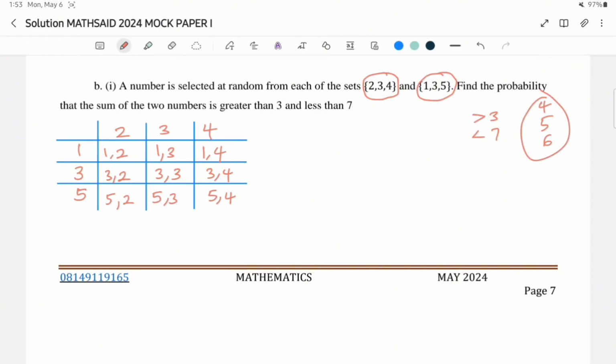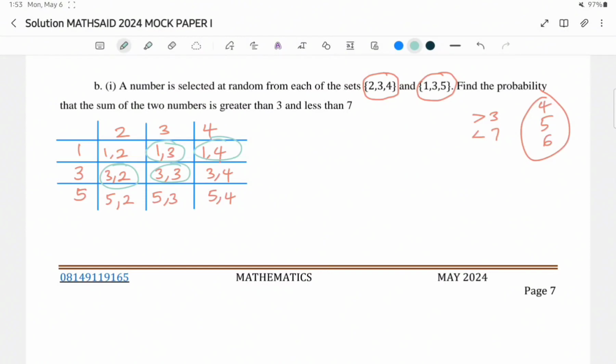So which of these pairs sum up to 4, 5, or 6? So let's find out. 1 and 2 will sum up to 3. 1 and 3 will sum up to 4, of course. 1 and 4 will sum up to 5. 3 and 2 as well. 3 and 3. Well, the rest is already greater than 7. 3 and 4, 5 and 2, 5 and 3, 5 and 4.